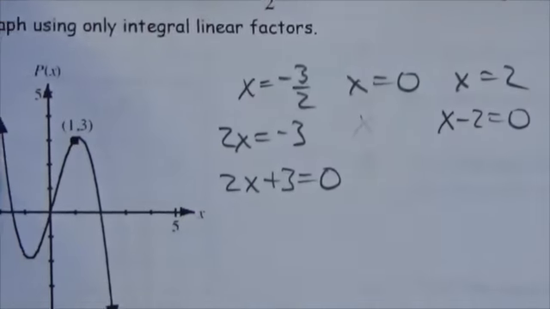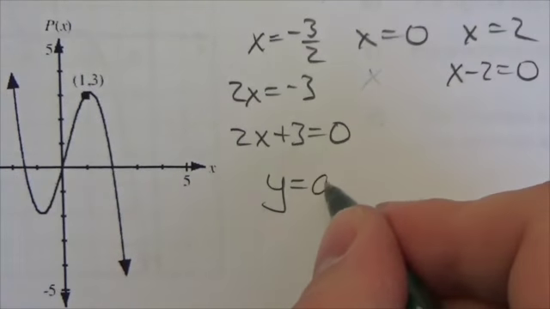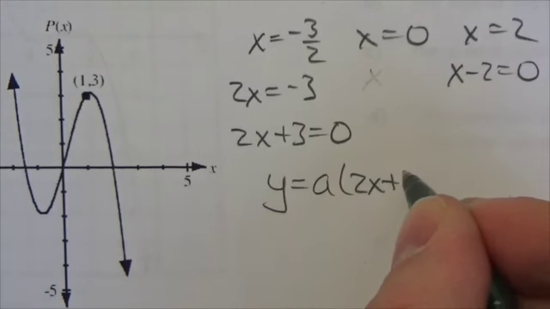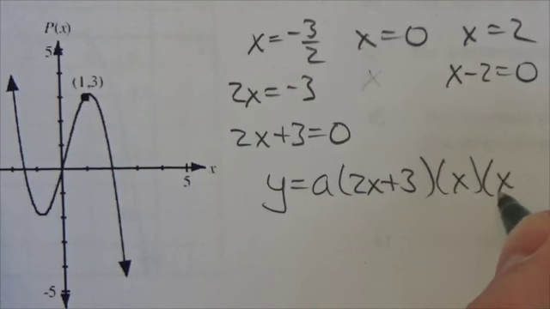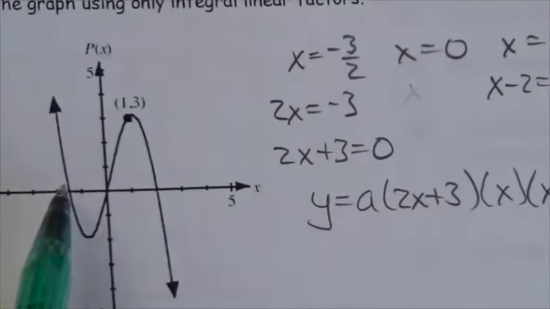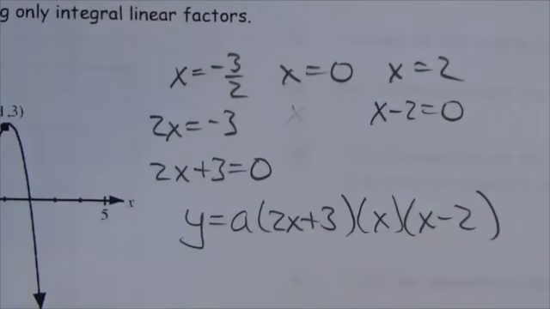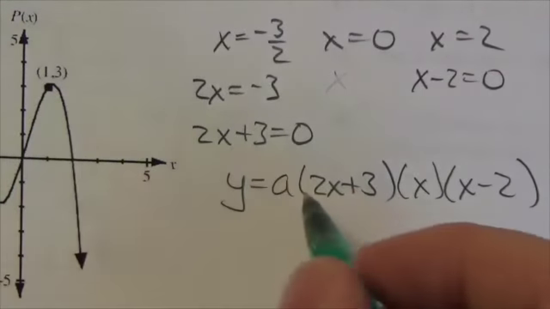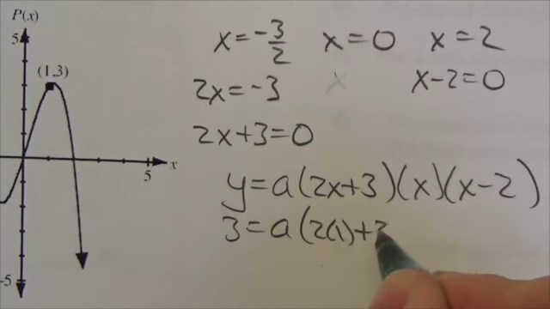There's my factor. And so now what I've got here is y equals, there's going to be a stretch factor there somewhere. But my factors here are going to be 2x plus 3, x, and then x minus 2. Those are my factors right there. Notice that the multiplicity of each 0 here is 1. So that's exactly what I was expecting. Now, I also know that it goes to the point (1, 3). So when y is equal to 3, x is 1.